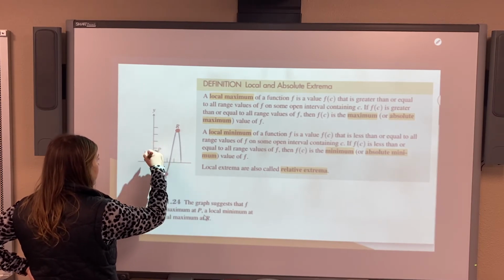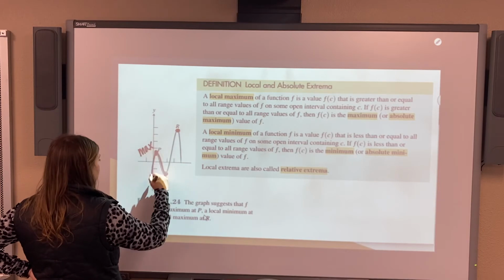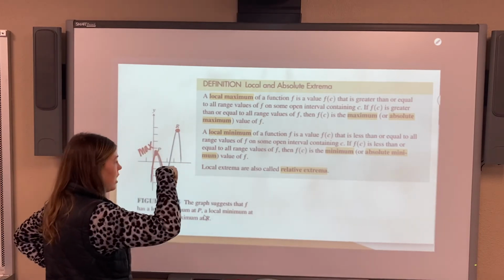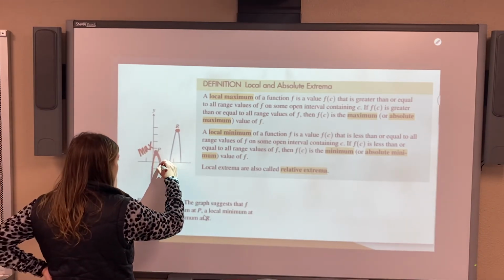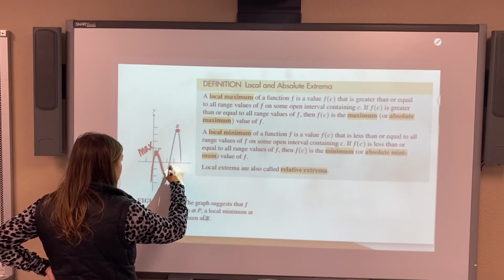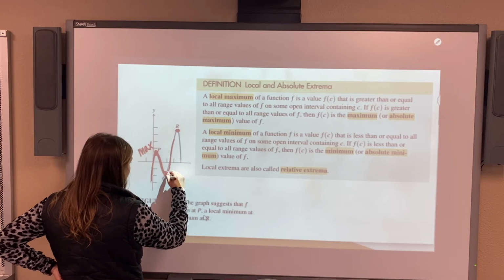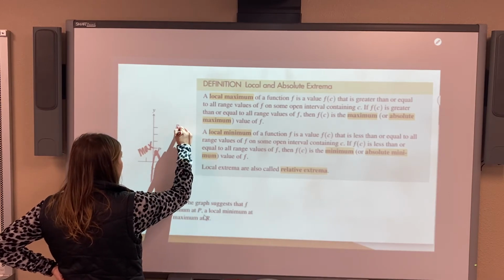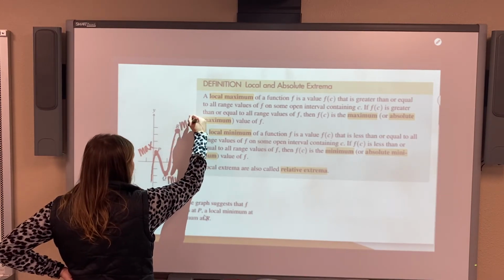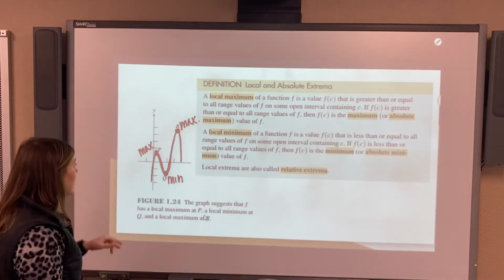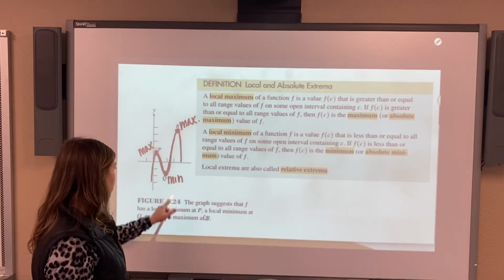This turning point right here is a maximum, because it's the top of our hump. Then we go down, and we have another turning point, and then we go back up. That would be a minimum. Then we go back up, and at R, this would be a maximum. So here we have 2 maximums and 1 minimum.